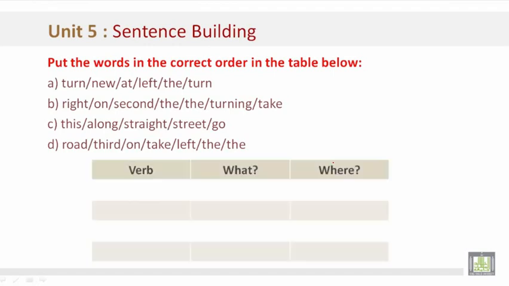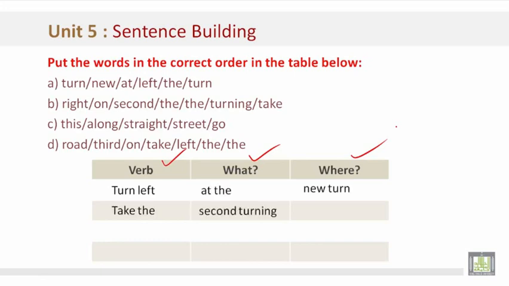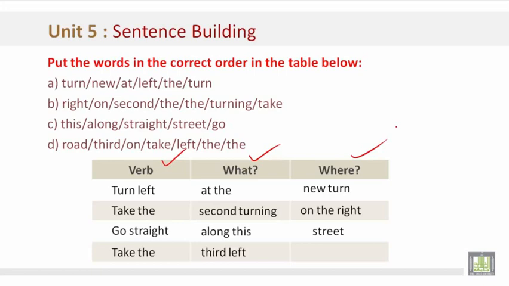Let's begin. We have verb, what, and where. Each sentence will fall into these three categories and in that order. Let's start with A. Turn left at the new turn. B. Take the second turning on the right. C. Go straight along this street. And D. Take the third left on the road.